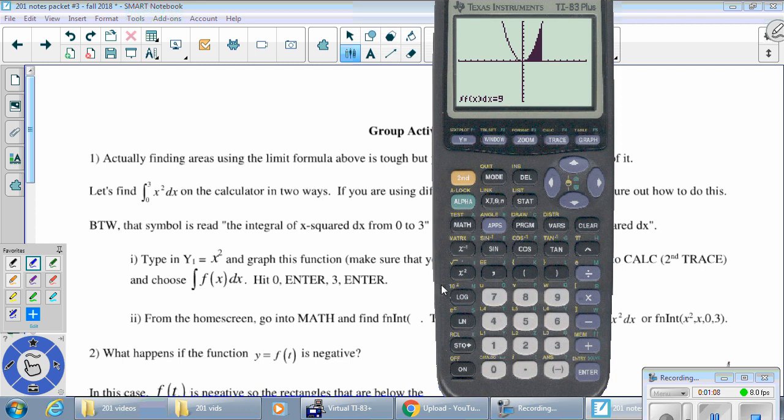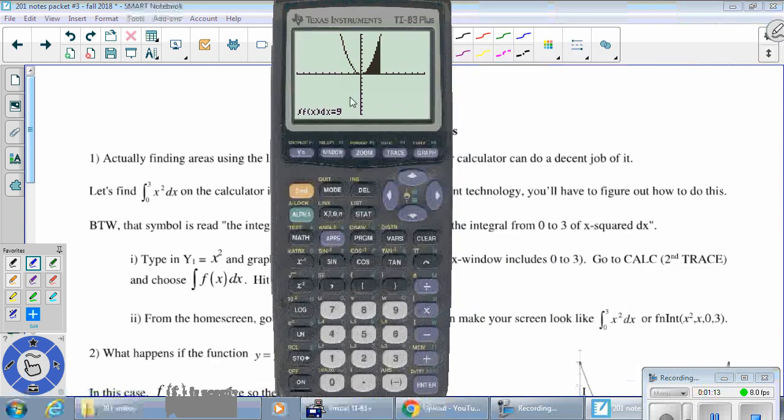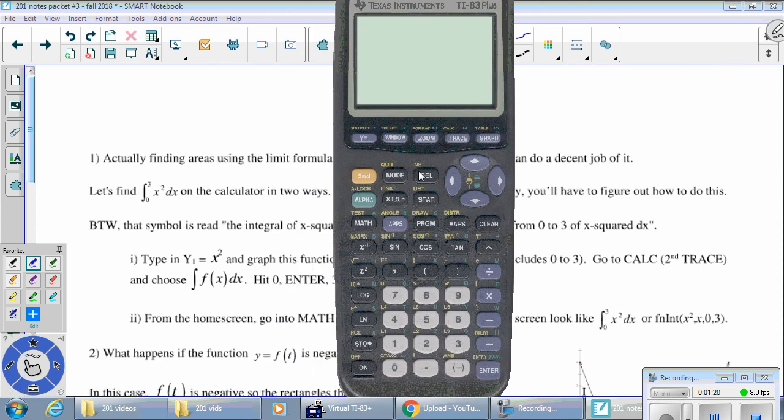Okay, so that is one option for finding this exact area being 9. So our 14.5 was obviously too big by quite a wide margin. This other option you do on the home screen and doesn't rely on seeing the picture.